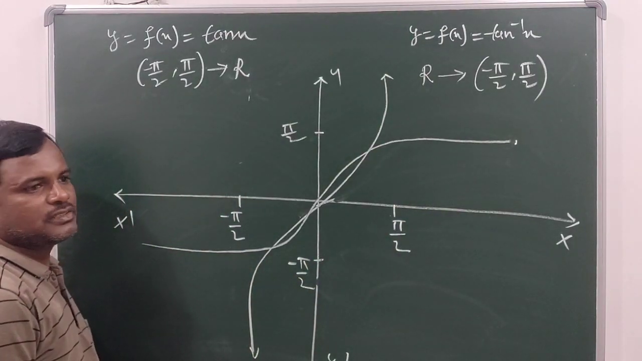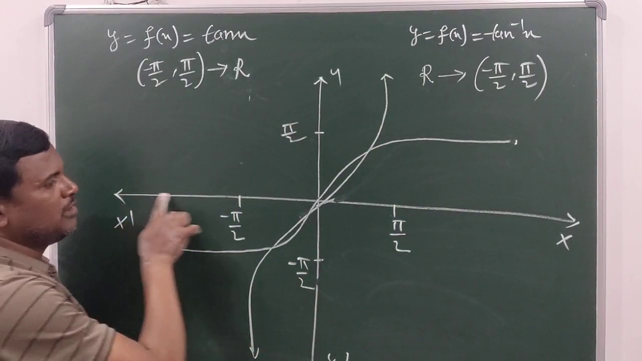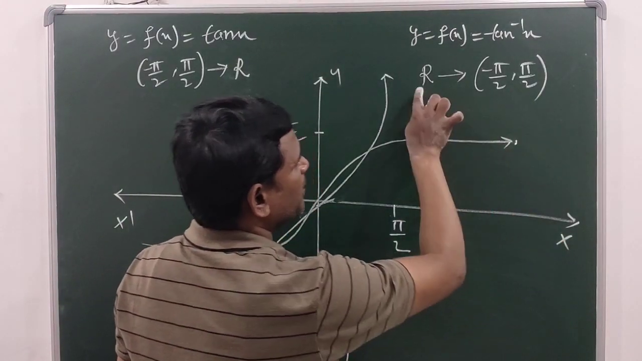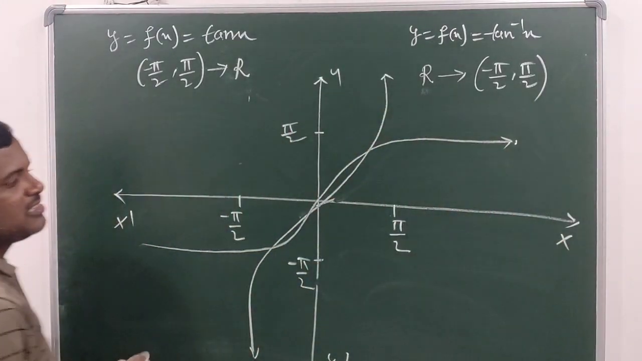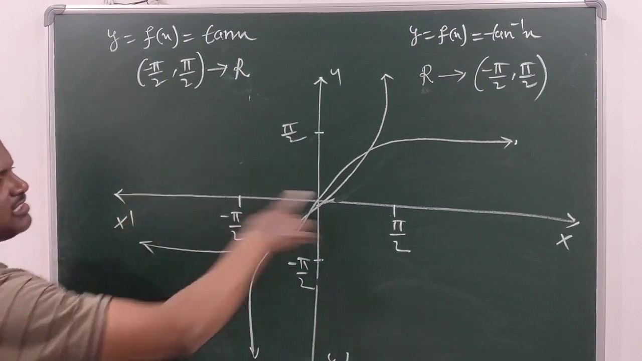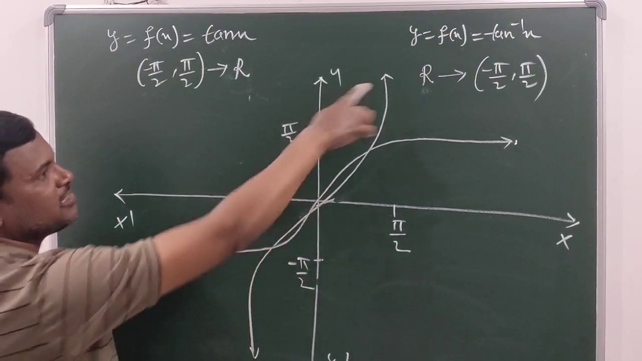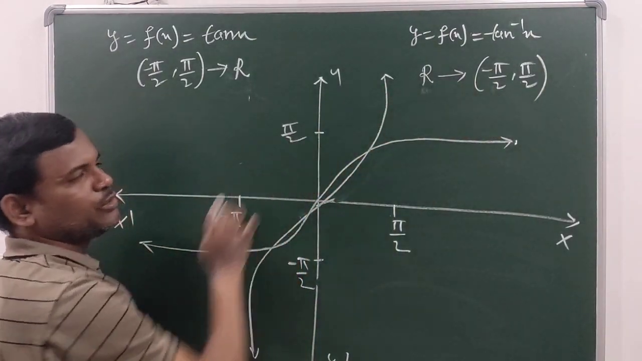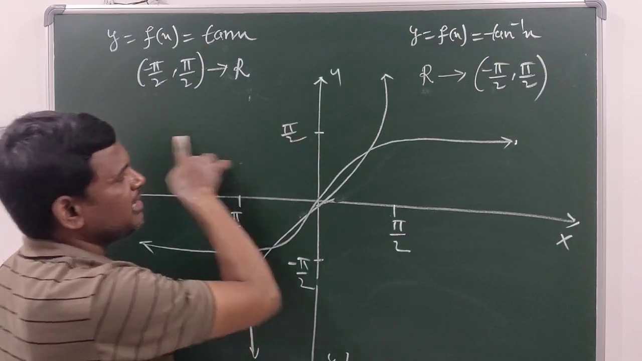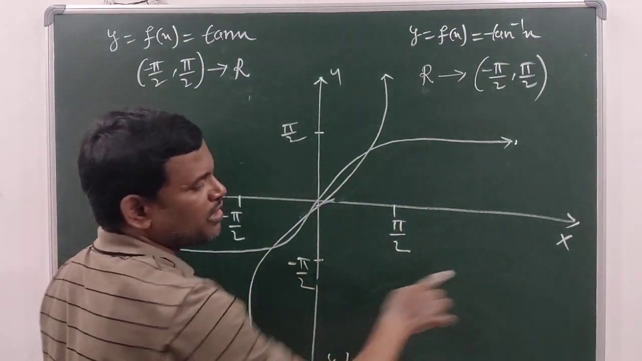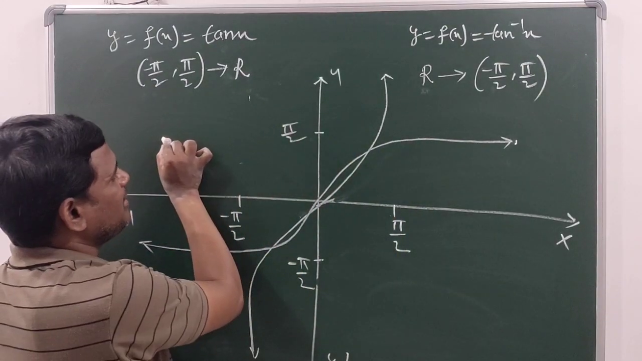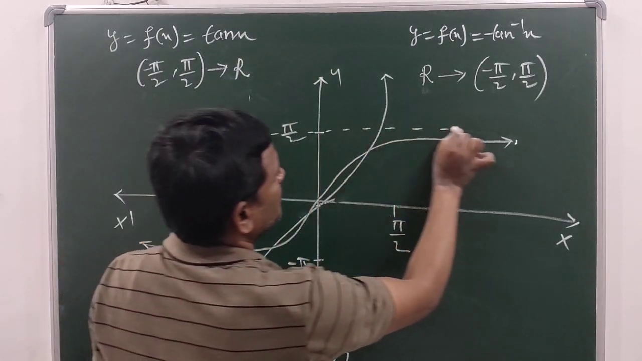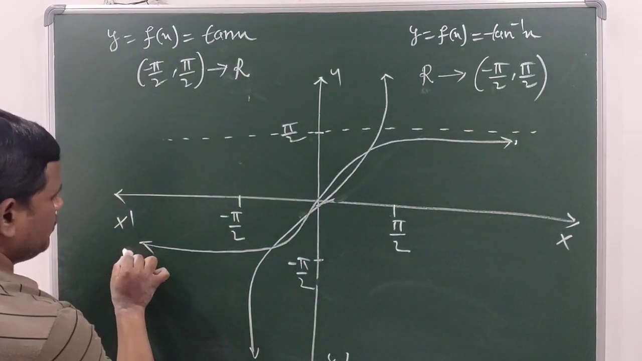It will go like this, minus 90 here along the x-axis. Domain is the set of real numbers. Along the x-axis you can take the domain, whereas the range will be minus 90 to 90. Through the 90, through the minus 90, if you draw the horizontal lines, here this one and this one.